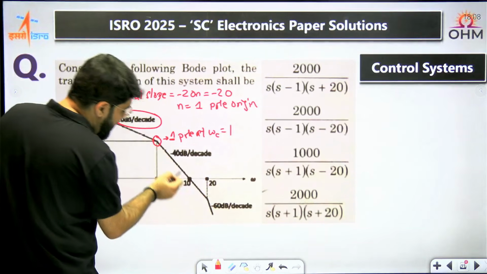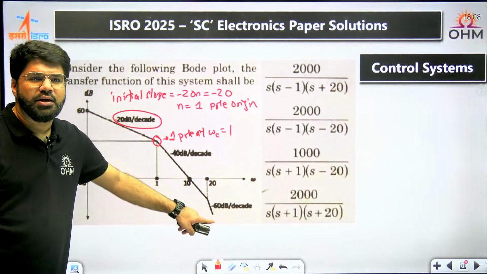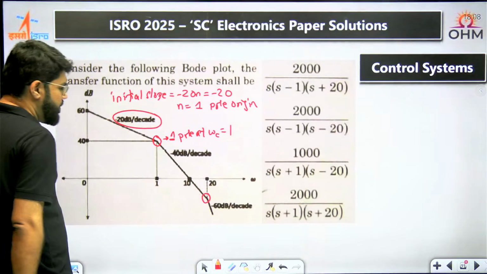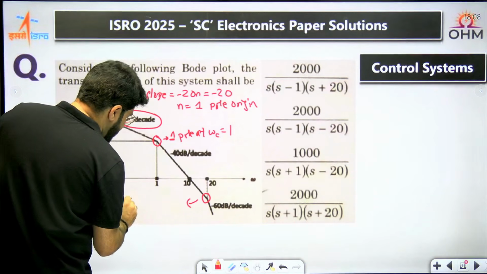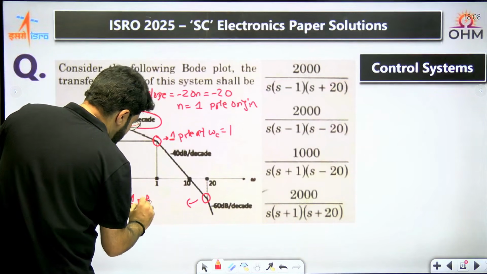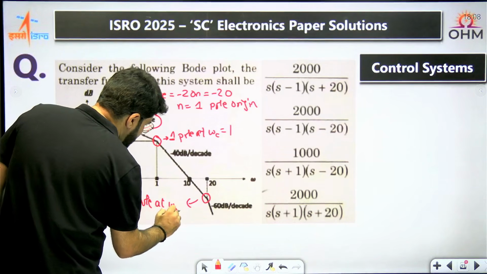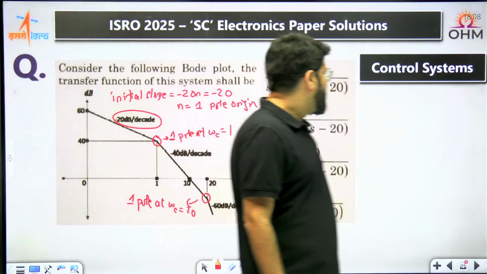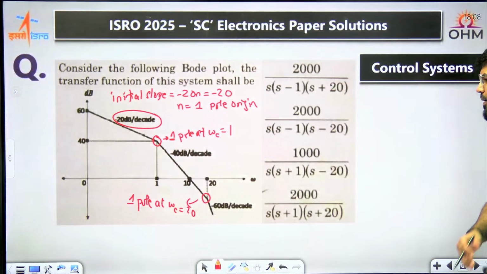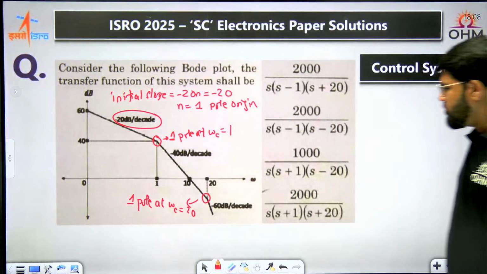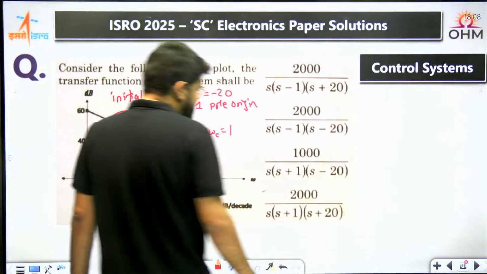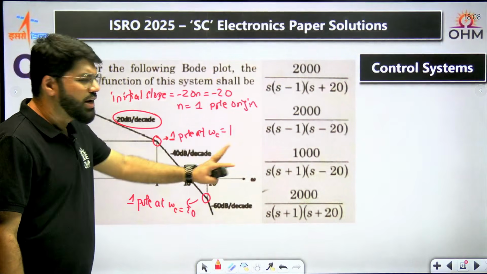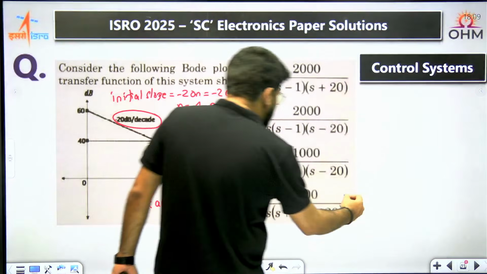Okay, then from minus 40, as you are able to see in the last section, the slope becomes minus 60 here. Okay, this is another corner frequency, and because the slope again decreases, this is also a pole term only. There is another pole at corner frequency of 20. Of course, a minimum phase system would be taken. Okay, so s plus 1, s plus 20. Okay, gain 2000. How it is, that also I'll show you, but the option has to be D anyways.